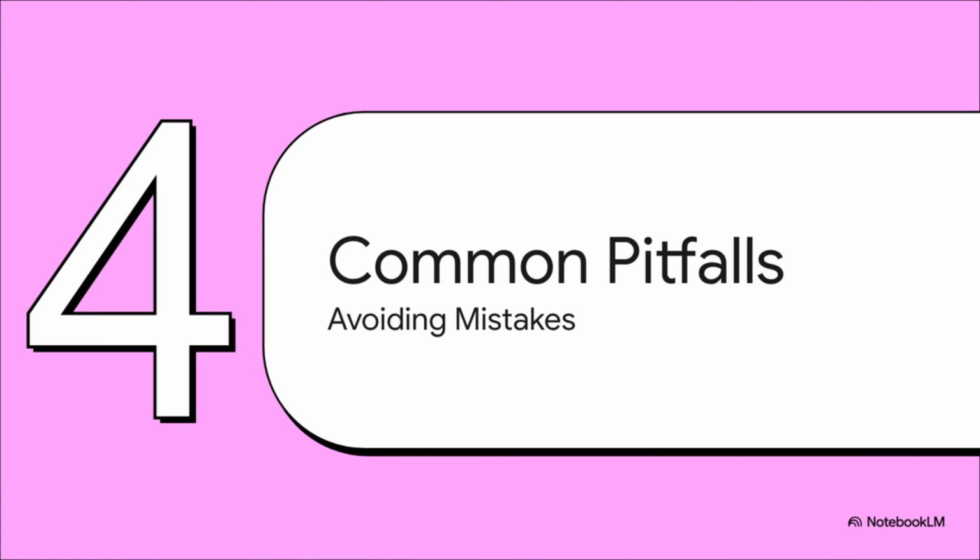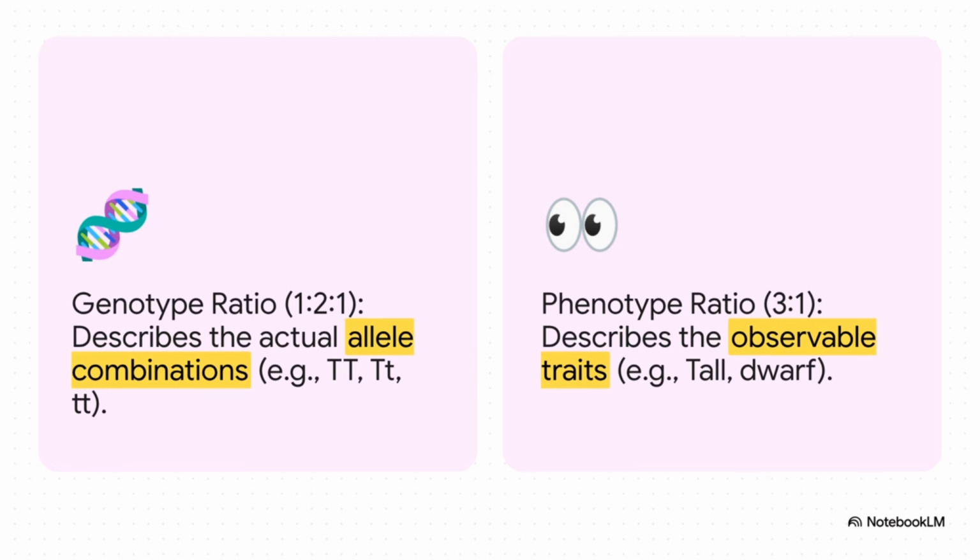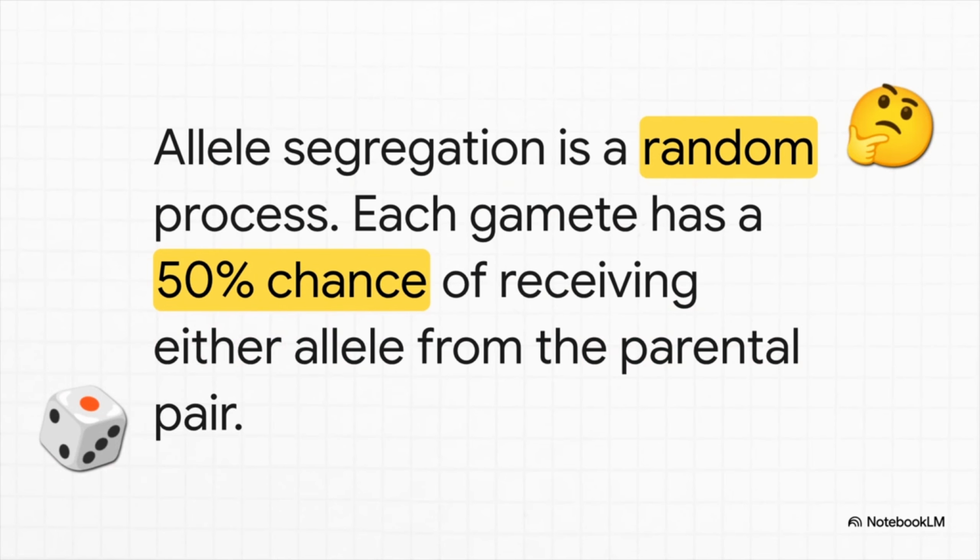Okay, to make sure we're really perfecting our form here, let's go over 2 super common mistakes. I see people fall into these traps all the time, but the good news is they're really easy to avoid once you know what to look for. All right, mistake number 1, and this is probably the biggest one, confusing the genotype ratio with the phenotype ratio. You have to remember, genotype is the code, the letters. Phenotype is what you can actually see. And because of those pesky dominant alleles, the ratio of the code often doesn't match the ratio of what you observe.